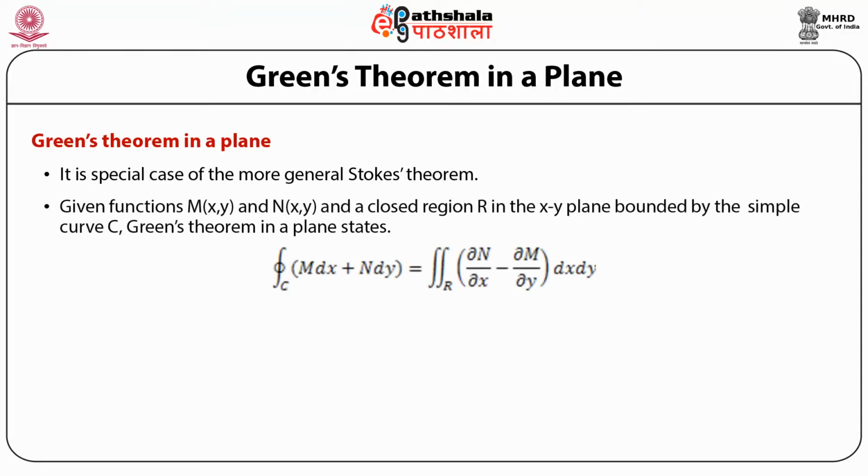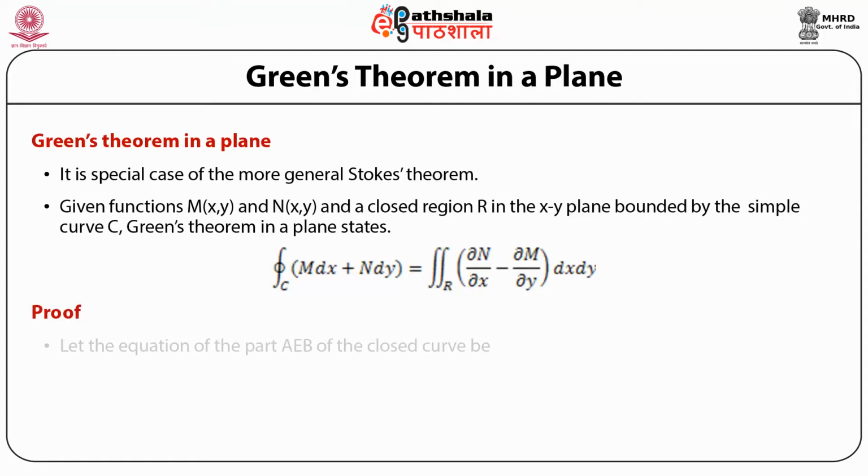Given two differentiable functions M(x,y) and N(x,y), and a closed region R in the xy plane bounded by a simple curve C, Green's theorem in a plane states that the line integral over a closed loop C of M dx plus N dy equals the surface integral over R of (del N by del x minus del M by del y) dx dy. So let us see the proof of this theorem.